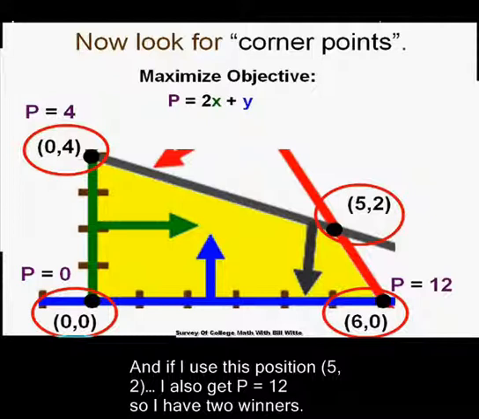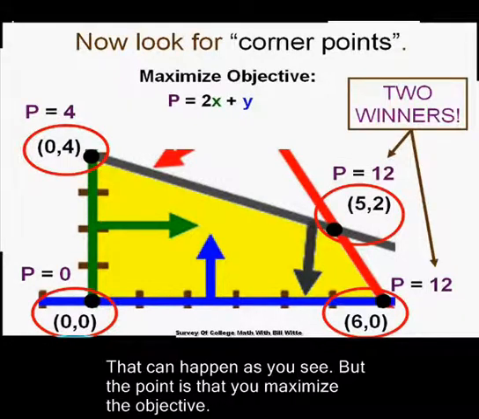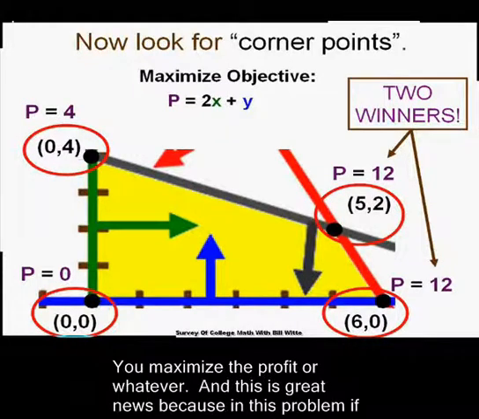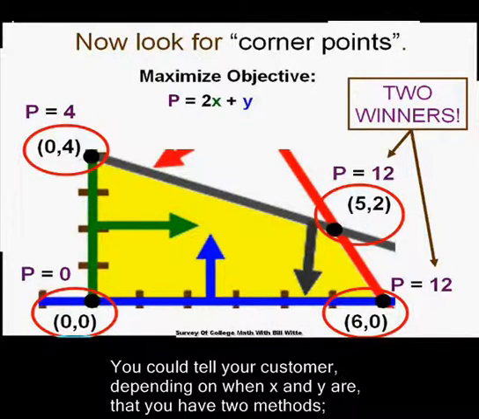And if I use this position, 2 times 5 plus 2, ooh, I got a weird thing here. I have 2 12s. So I have 2 winners. It can happen. But the point is that you've maximized the objective. You've maximized the profit. And this is great news. If this was in fact a profit, you have two methods of getting it, don't you? You could tell your customer, well, depending on what X and Y are, you have two methods of maximizing profit.